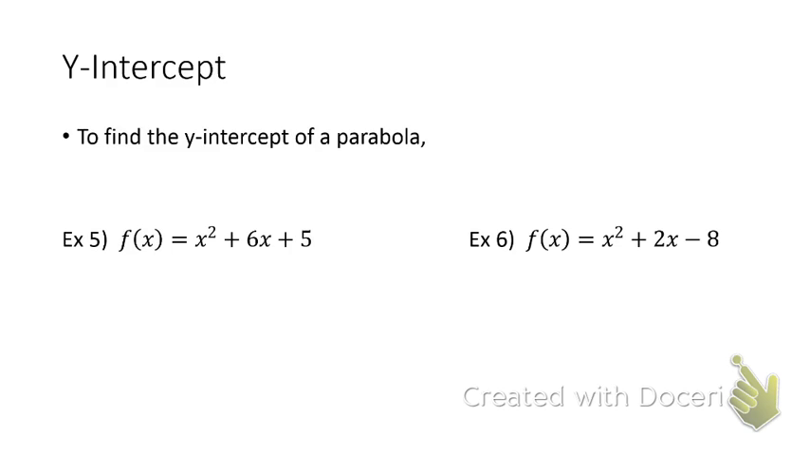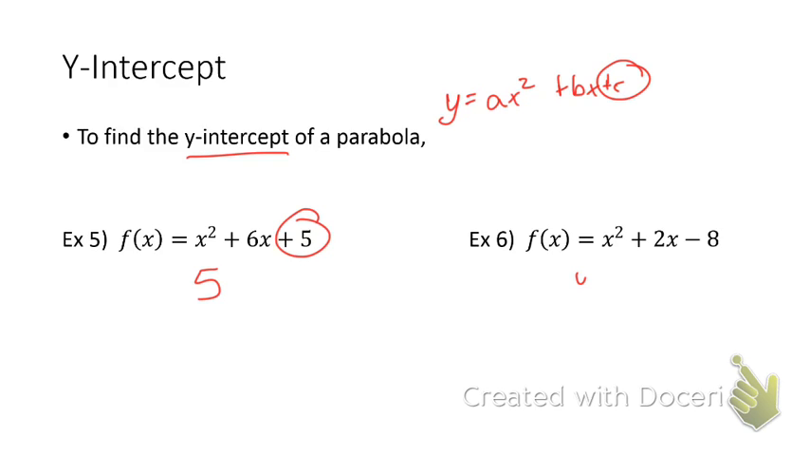So to find the y-intercept of a parabola, all we have to do is identify the c value in the equation y is equal to ax squared plus bx plus c. The answer is simply whatever the c value is. So on example 5, the y-intercept on the y-axis will be at 5. On example 6, we've got x squared plus 2x subtract 8. This would have a y-intercept of -8, because that's the value with no x. That's all we have to do to find the y-intercept.